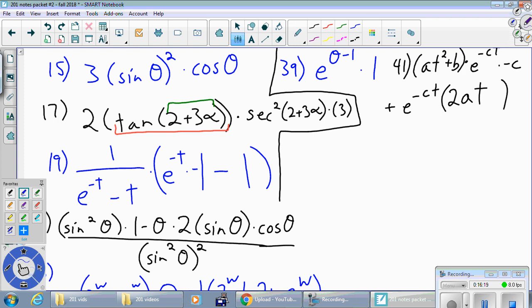Okay, moving on to 43. 5 to the x plus 2, that's an a to the x, which just becomes a to the x times ln of a. And then the plus 2, that derivative is nothing.